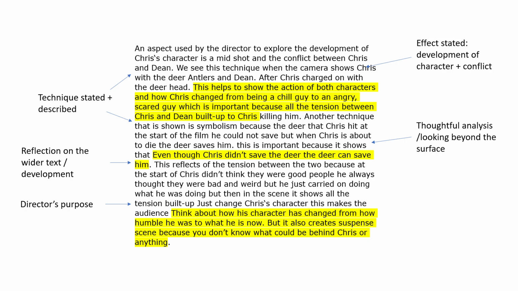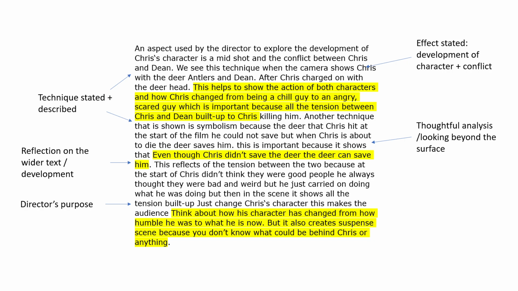So this one here, it has an aspect used by the director, a mid-shot, and they have said the effect of that mid-shot is to show the conflict between the character of Chris and the character of Dean in the film Get Out. They've then described what is seen in the shot, and then they help to explain it, which is the bits that are in yellow.